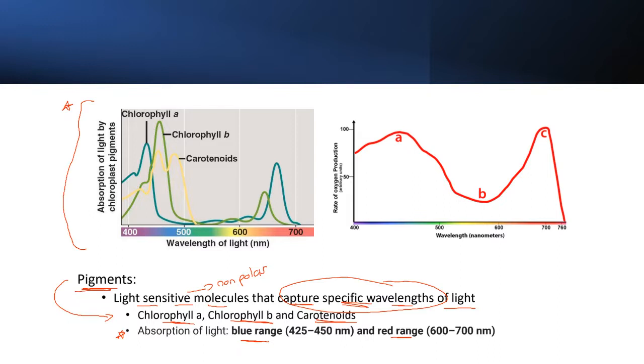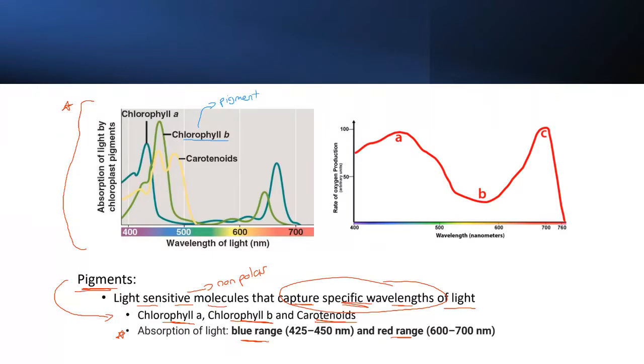I'm going to do this in a different color. I'm going to do this blue. Chlorophyll B. What is chlorophyll B? Another pigment, right? Now let's follow chlorophyll B.